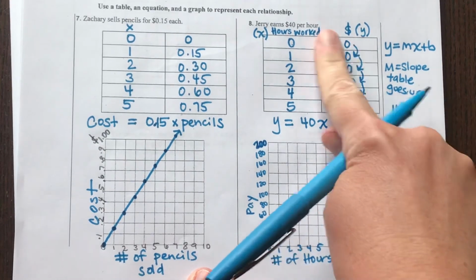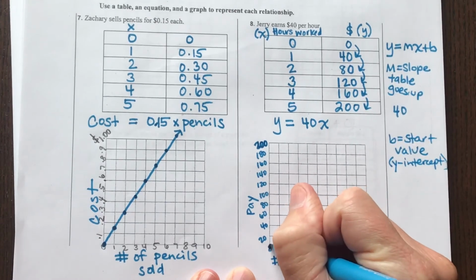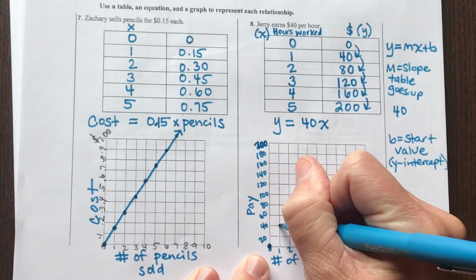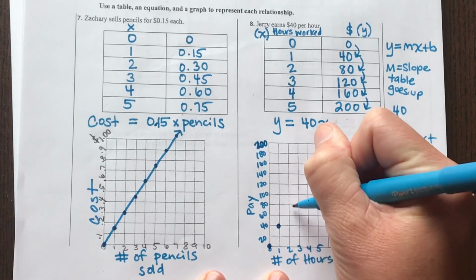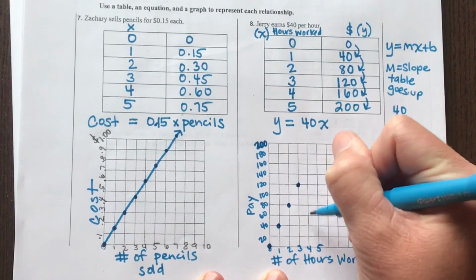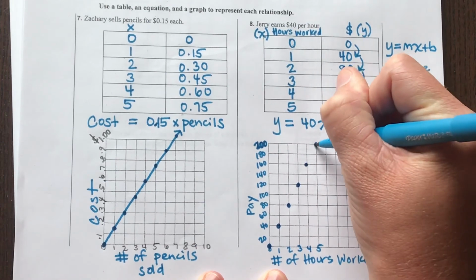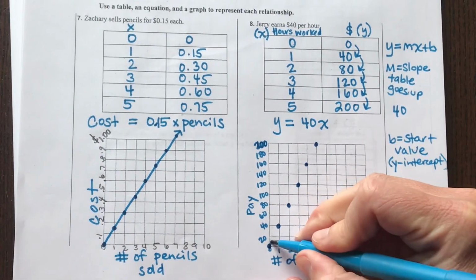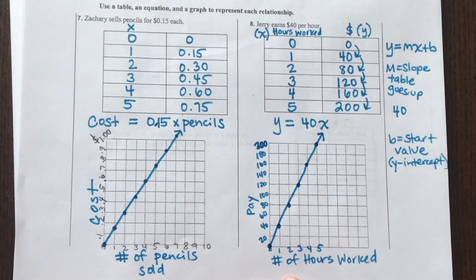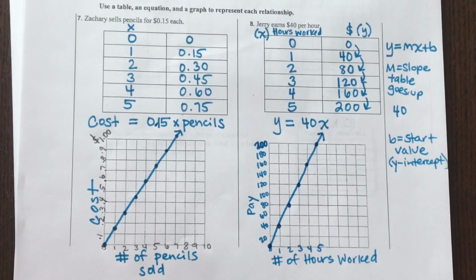And now what I'm going to do is plot these points on my graph below. So at 0 hours worked, he has 0 pay. At 1 hour worked, $40. 2 hours worked, $80. 3 hours worked was $120. 4 hours was $160, and 5 hours worked was $200. If I connect those points with a line, that would be the equation to represent y equals 40x. That's what the graph would look like. Great job.